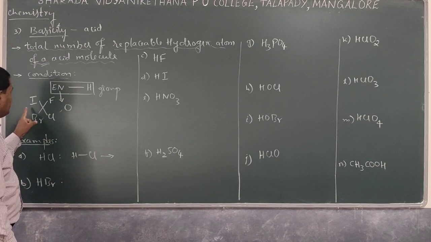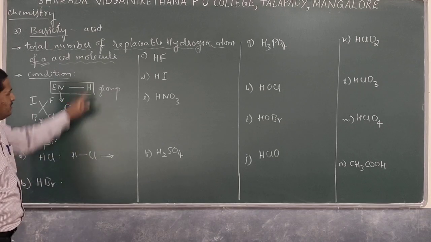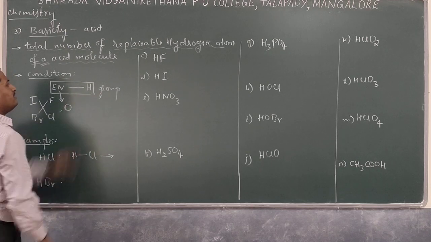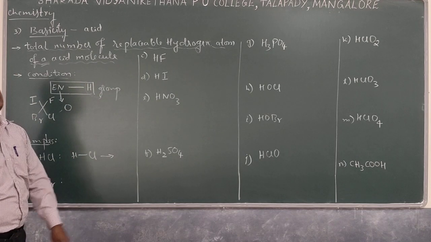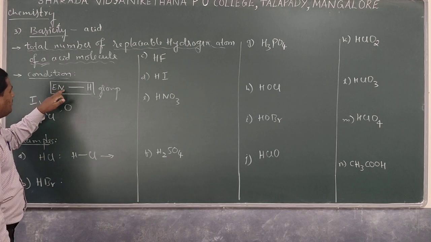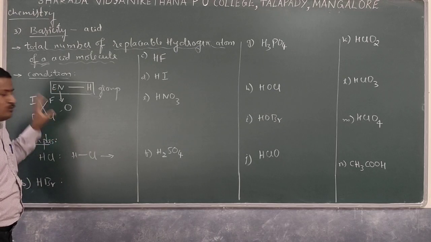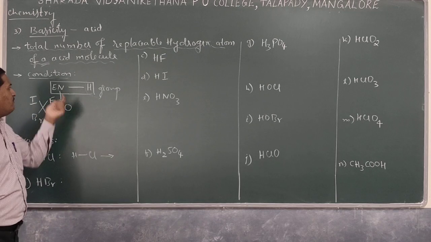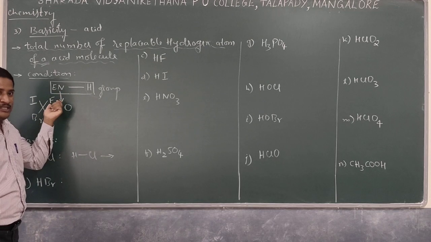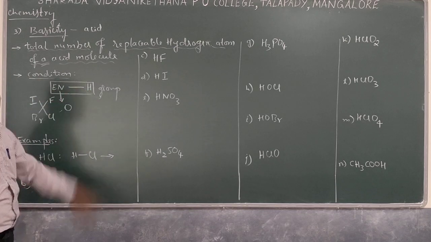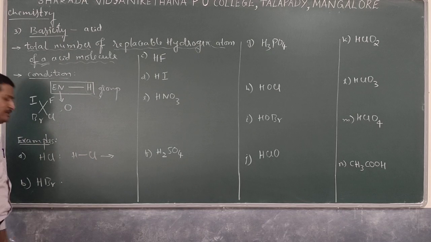If hydrogen is bonded to those five elements, then that hydrogen atom is the replaceable hydrogen. That bond breaks easily, that is, that hydrogen is available, and that is a replaceable hydrogen. So again, the condition is there must be an electronegative element directly bonded with a hydrogen atom, and those electronegative elements selected here are only oxygen and the remaining four halogens. So totally five elements are possibilities in order to find out the basicity, and that is linked with the hydrogen atom. Let us see some examples.